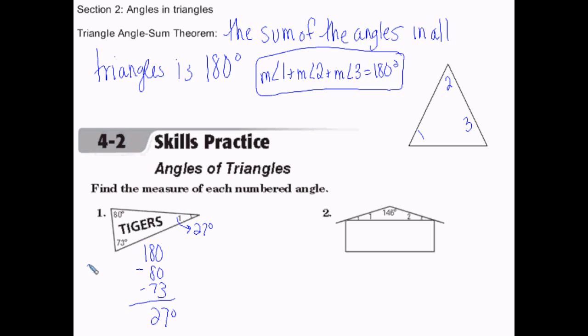Okay, and then angle 1 and 2 have those marks that show me that they're the same. So I'm going to subtract 146 from 180, and I'm going to get 34. And then angle 1 and 2 are equal, so I'm going to divide that by 2. So each of these would be 17 degrees.